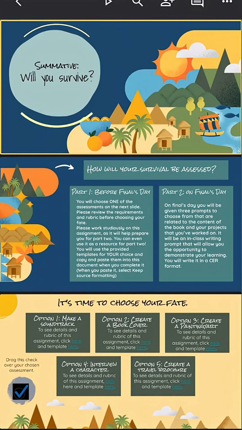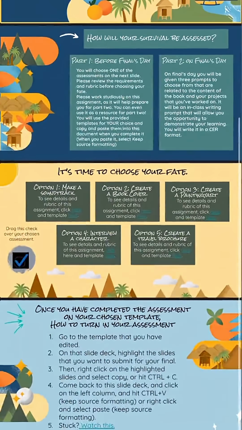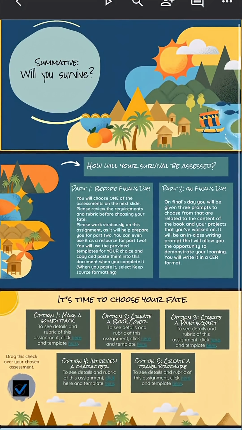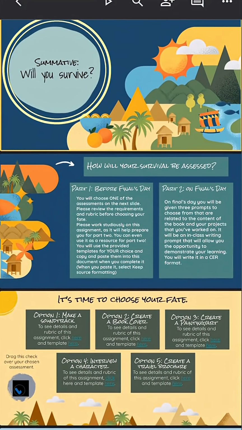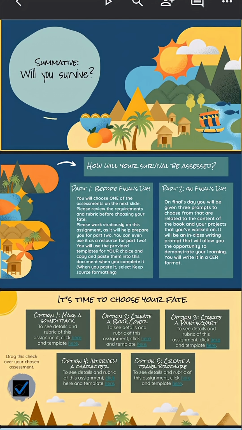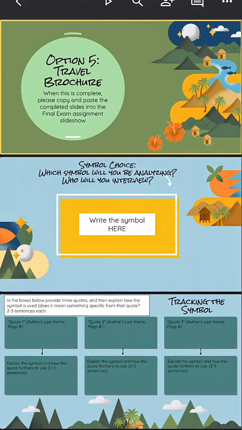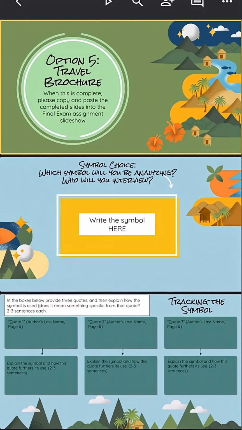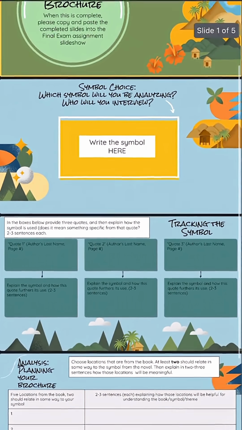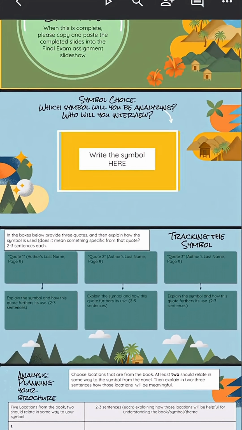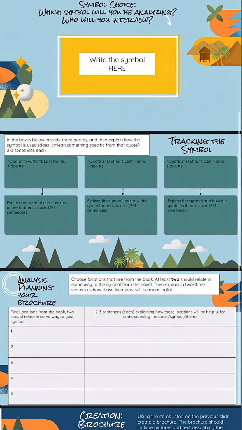So the idea is that students would only get assigned one slide in their Google Classroom, but in this one slide, they would have all 5 of their options to choose from. So in this case, make a soundtrack, a book cover, a painting or other art, interview a character, and a travel brochure, all on that one document. And then I've got a make a copy link on there for the slides that they're going to be able to edit. In each one of the options, the students will have a slide to fill out the symbol or era or whatever you're having them study, and then a slide for tracking the evidence, in this case, the symbol.